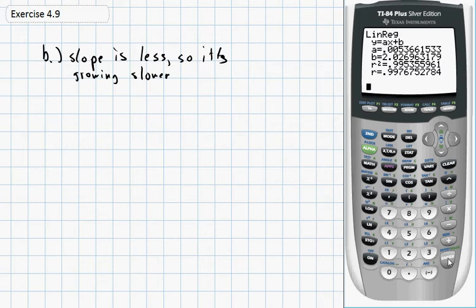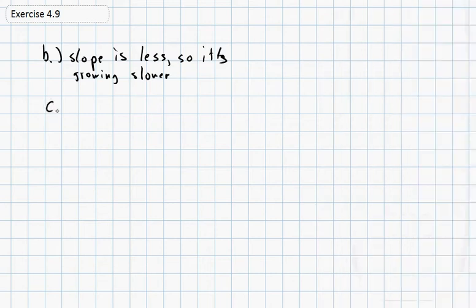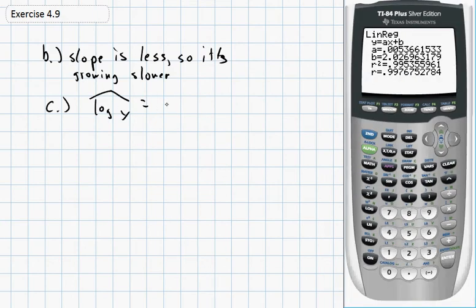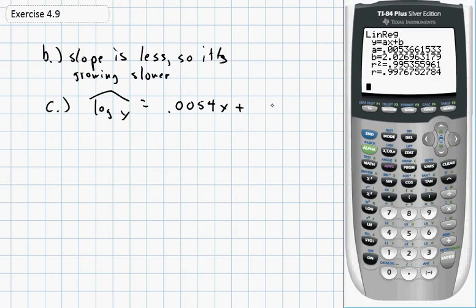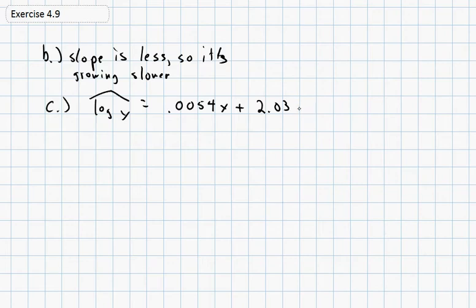Our model in this case then is log of y equals 0.0054 x plus 2.03, where x equals time since 1920, and y equals population.